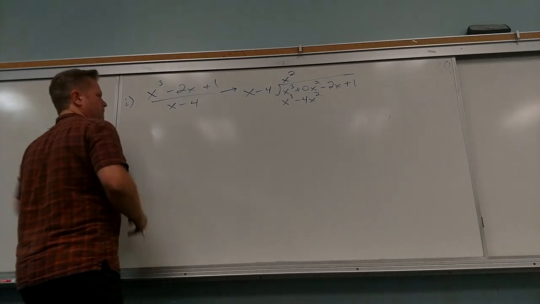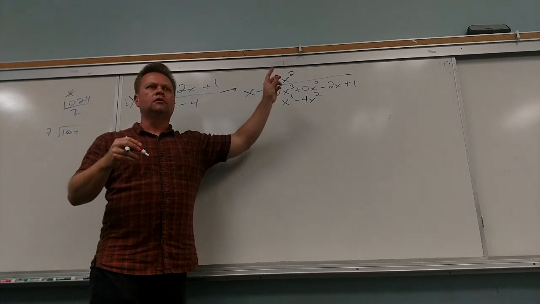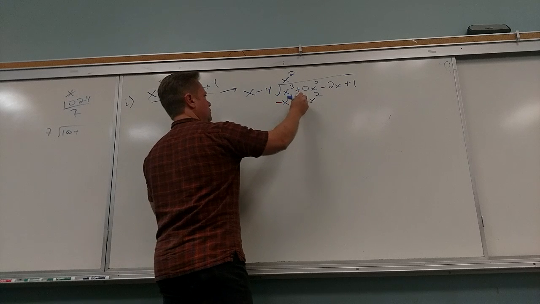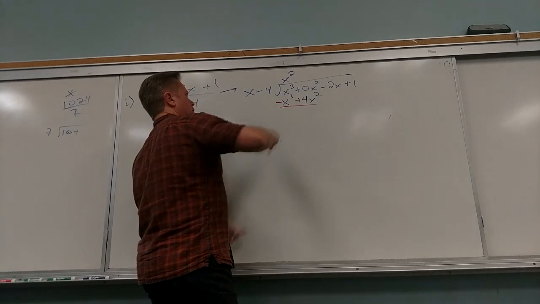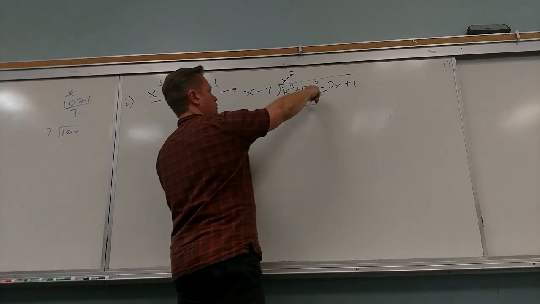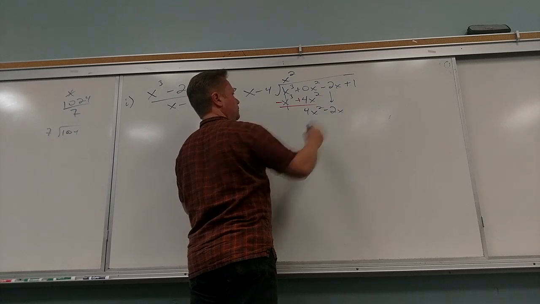All right, let's finish this up. What's the next step on long division? Subtract, which means change the signs. These cancel like they always have to. No x squares plus 4x squared, 4x squared. Bring down the negative 2x.